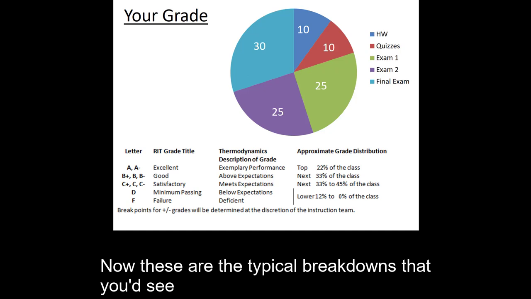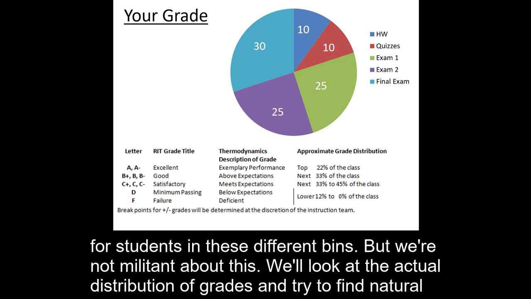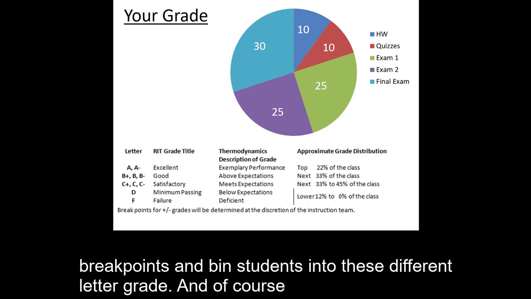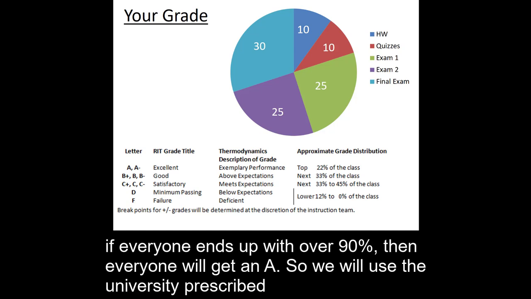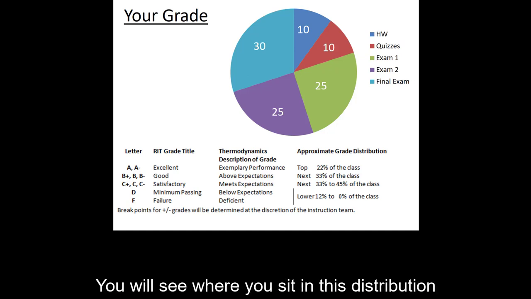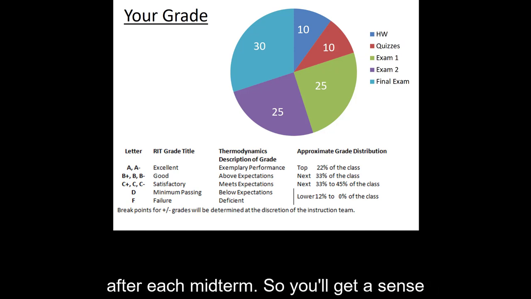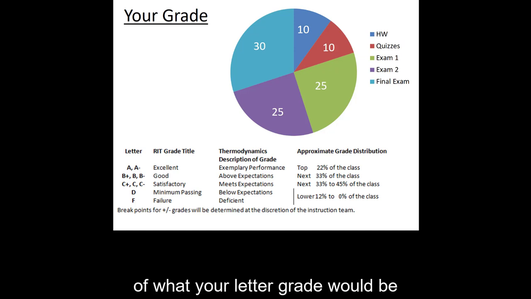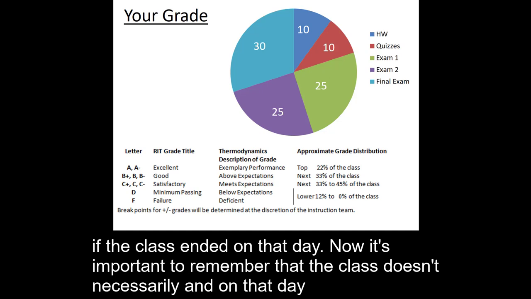Now these are the typical breakdowns that you'd see for students in these different bins, but we're not militant about this. We'll look at the actual distribution of grades and try to find natural breakpoints and bin students into these different letter grades. And of course, if everyone ends up with over 90%, then everyone will get an A. So we will use the university prescribed transition from numerical grades to letter grades if they benefit the students. But if not, we will use a distribution. You will see where you sit in this distribution after each midterm, so you'll get a sense of what your letter grade would be if the class ended on that day.